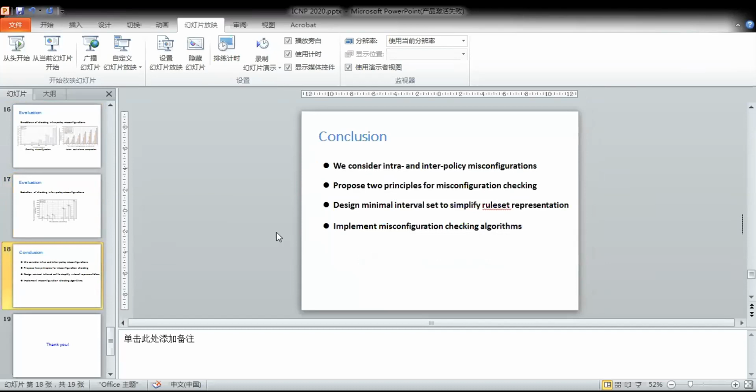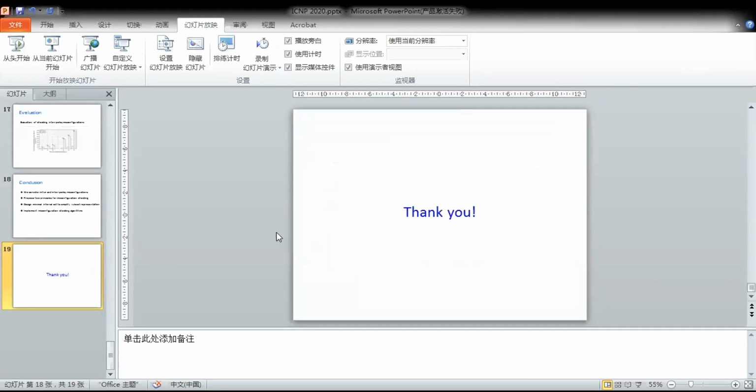In summary, in this paper, we consider SDN intra- and inter-policy misconfiguration. To this end, we propose two principles for misconfiguration checking and design the minimal interval set to simplify rule set representation. Finally, we implement misconfiguration checking algorithms to detect misconfiguration very fast. Thank you.